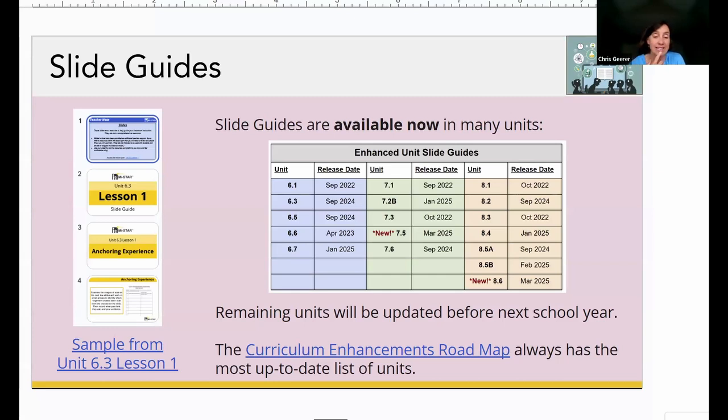So each lesson has a slide set. We recommend that you make a copy of it and then adapt it. It's not meant to be, necessarily perfect for your classroom, but use it as something to work with, and then, add or subtract what you need for your classroom.